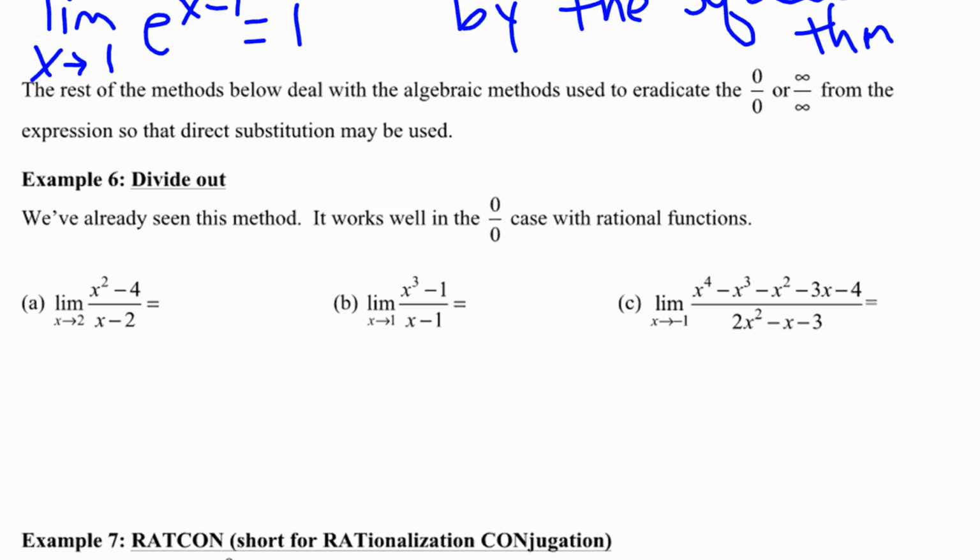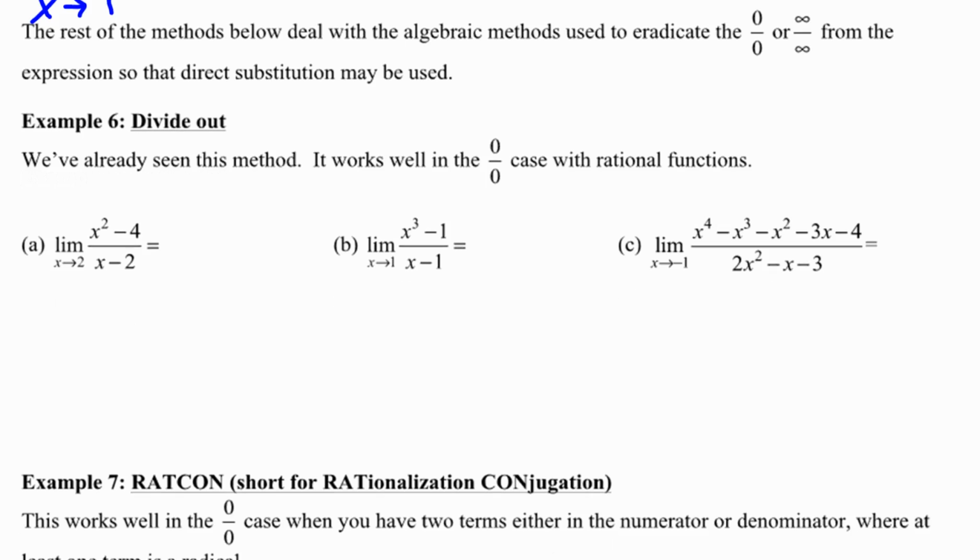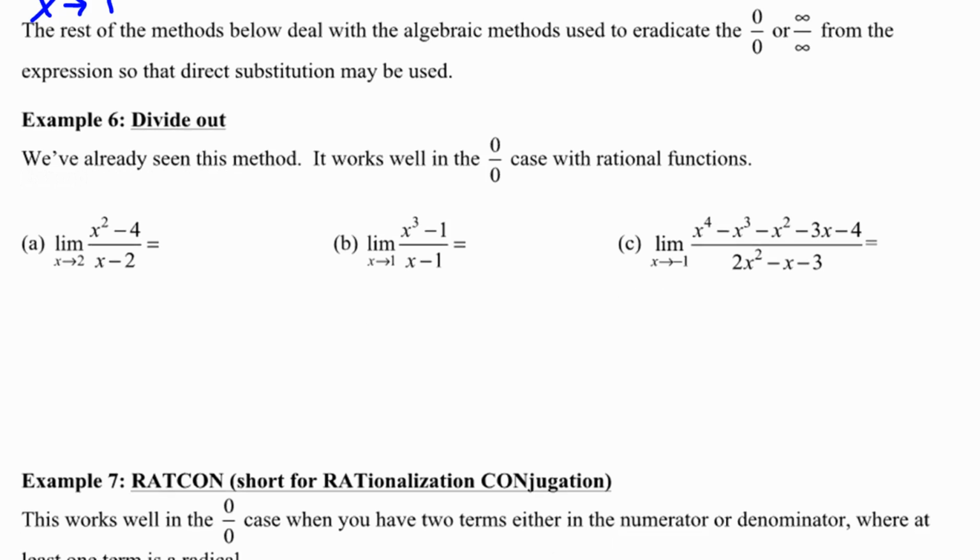Okay? So now we're going to have algebraic forms. If you plug in the numbers using direct substitution, you should get 0 over 0 or infinity over infinity. That tells you you've got to try something else. Okay, so the divide out method: if you do direct substitution, you're going to plug it in and get 0 over 0. Well, we've got to try something else.